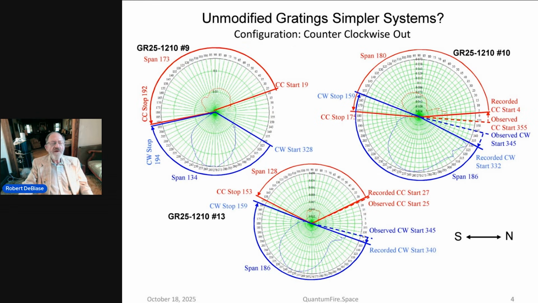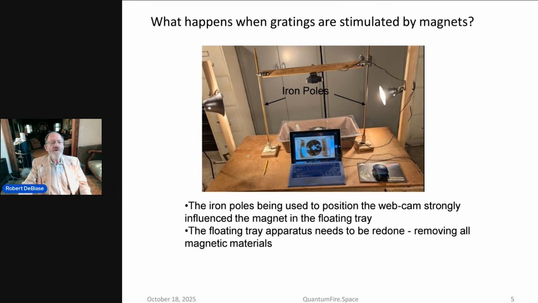Now let's look at the unmodified gratings. There's a lot more similarity. In all cases, the counterclockwise is on the top and the clockwise is on the bottom, and the clockwise is bigger than the counterclockwise. So that's a big improvement over the grating mirror test articles. All right, so what happens when they're stimulated by magnets?